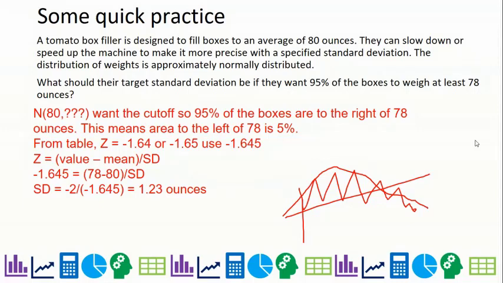right, on the newer calculators, which we have, or I could do 0.05 and say left, or I could use the table and just look up 0.05. That will give you the z-score, and then you use the algebra and the formula to solve for the value of standard deviation. All right?